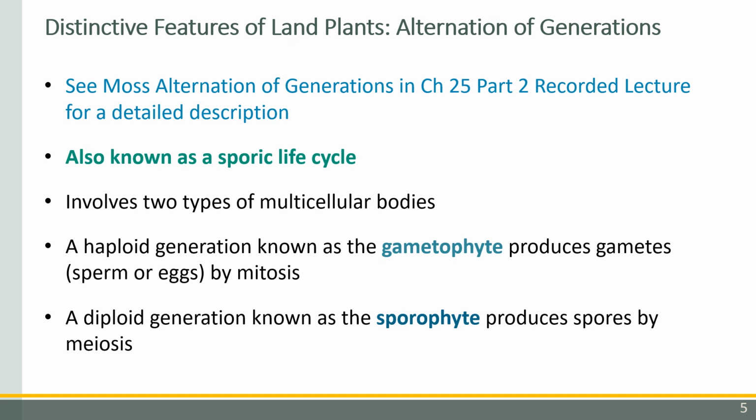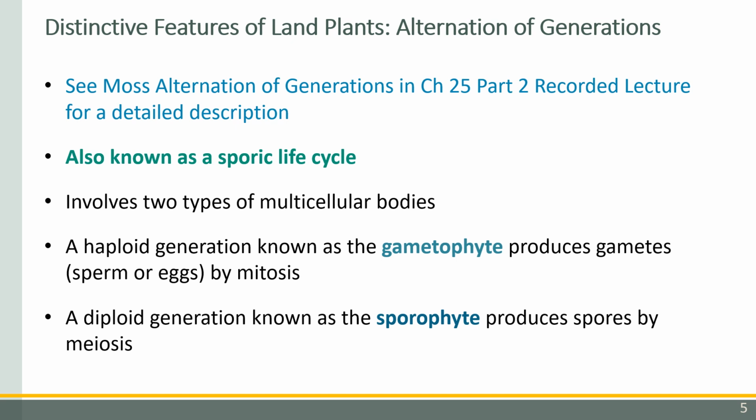For right now, it would be really great if you could learn a couple of definitions. So the alternation of generations process is going to involve two types of multicellular bodies. Essentially, what's going to happen is one physical structure of the plant is going to sort of grow into another very different structure. And they are going to be linked by the production of spores and the production of gametes.